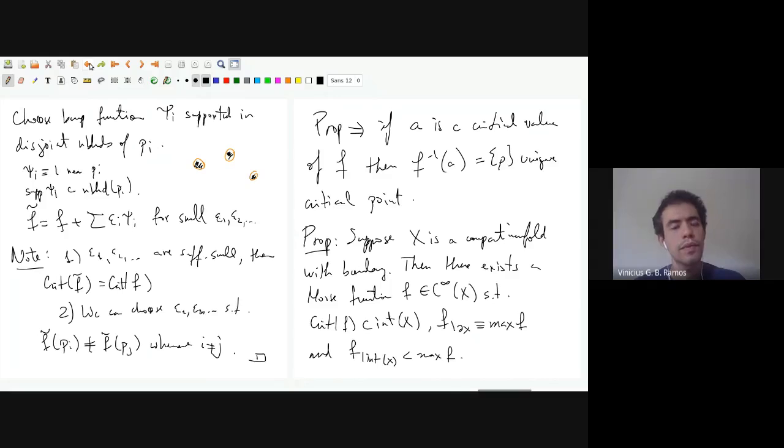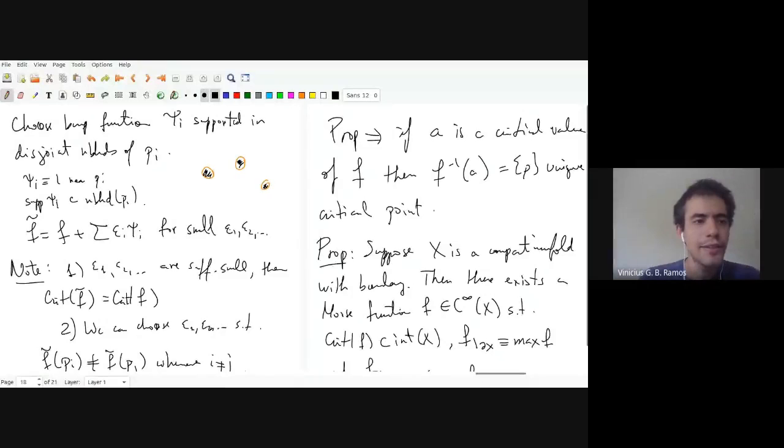But as you will see later, you can actually do a lot more than this. We're going to be able to move the value of the function very high and very low, and we're going to play around with Morse functions quite a lot. That's coming. Okay, all right, so let's stop here.